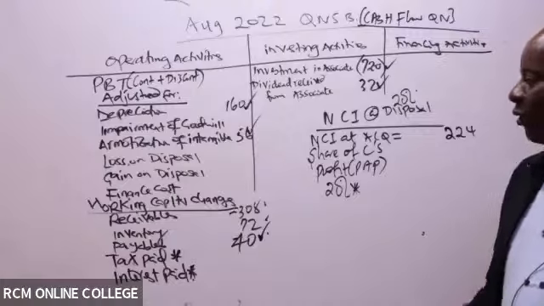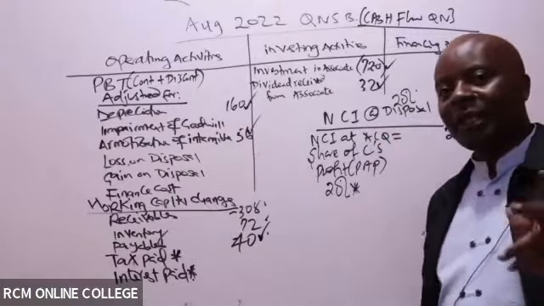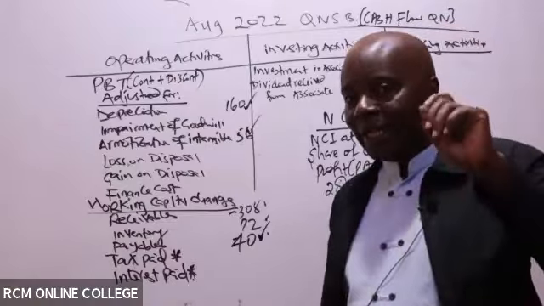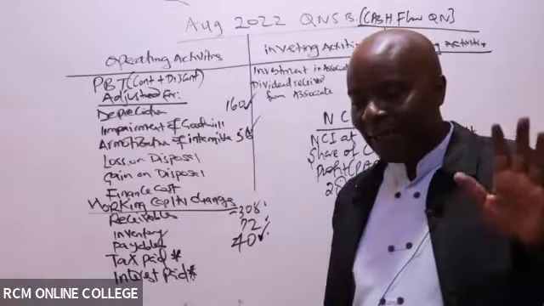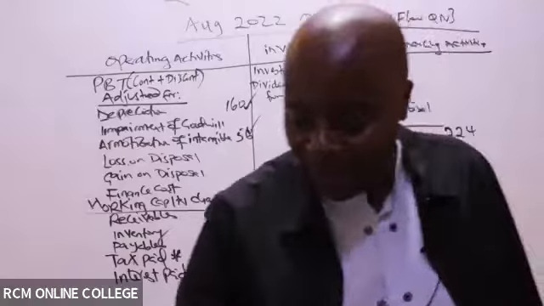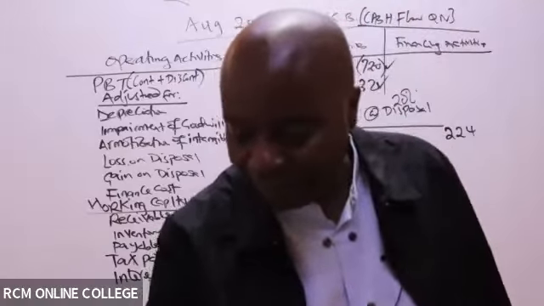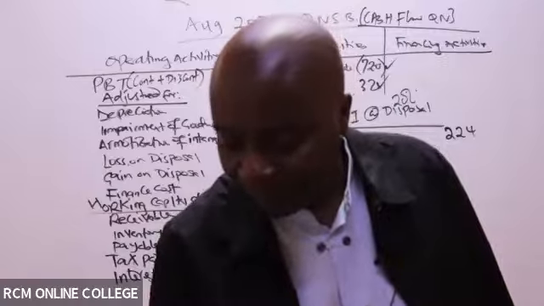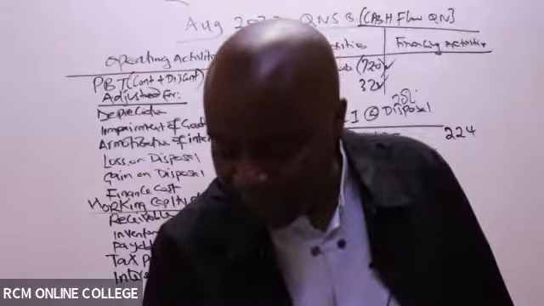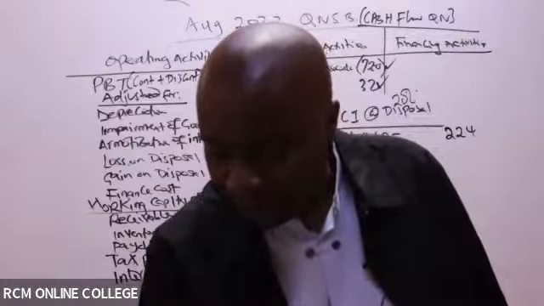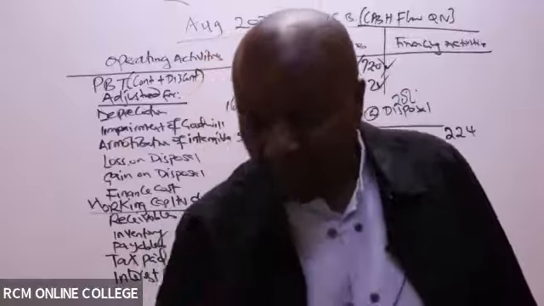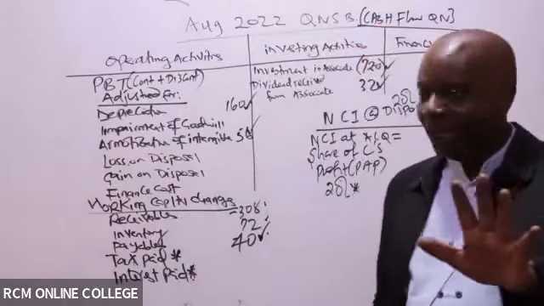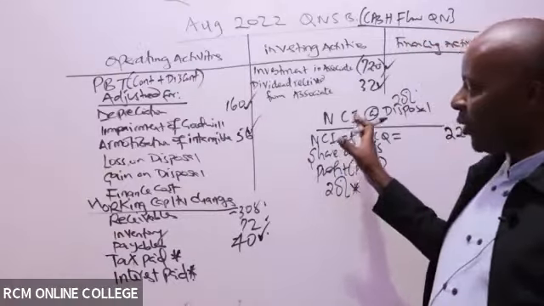Okay, let's do it this way. If you look at the statement of financial position, you have NCI, non-controlling interest, balance brought down and balance brought forward. Are you able to see that particular working? Okay. Let's do it this way. Let it hang for a bit.